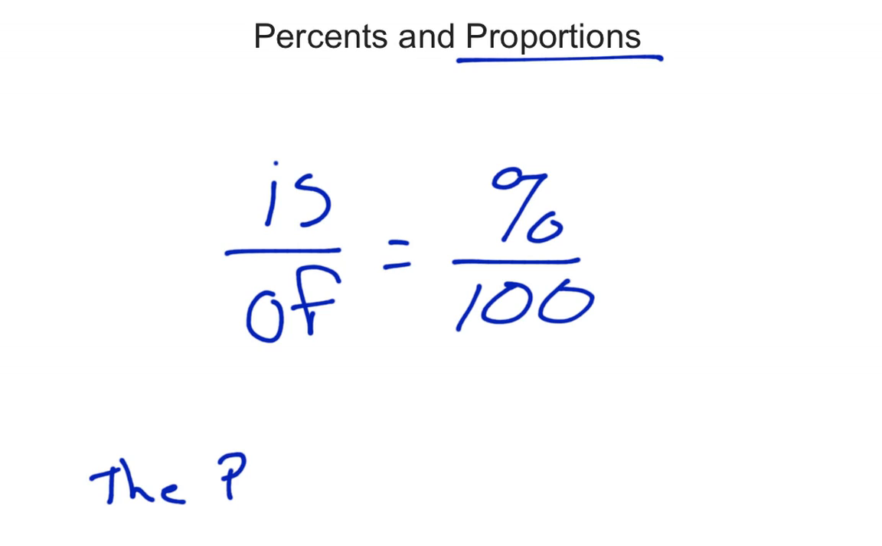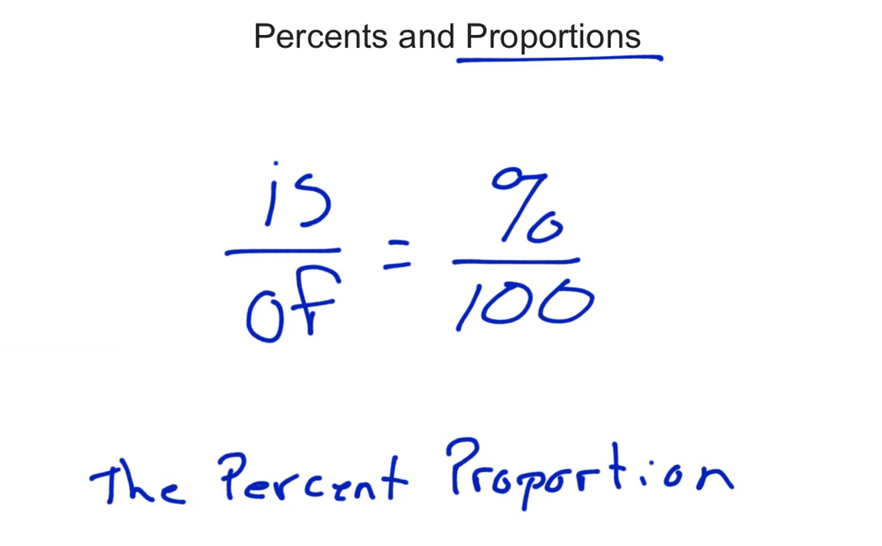The percent proportion. And what we're going to be doing is looking at these sentences and then trying to set up one of these proportions. All right, obviously there's 4 spots here. The is, the of, the percent, the 100. We're going to know 3 of these 4 spots, and one of them is going to be missing. And how do we solve proportions? Well, we're going to cross multiply and divide.